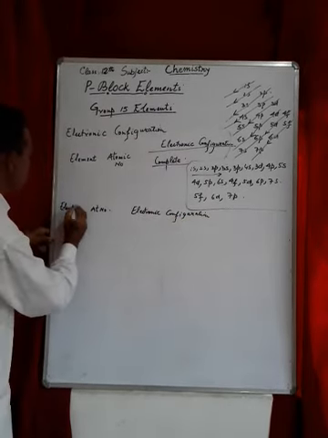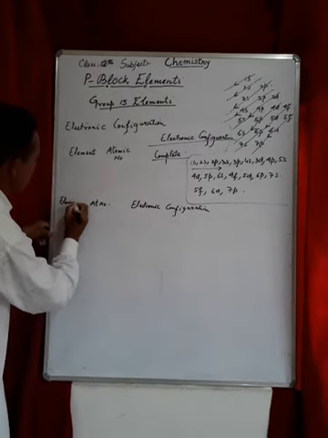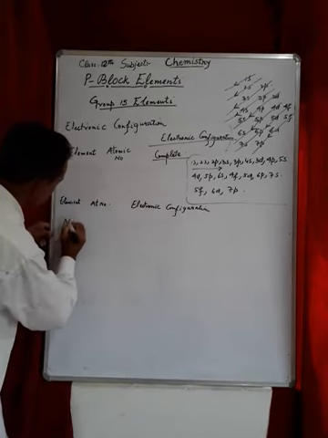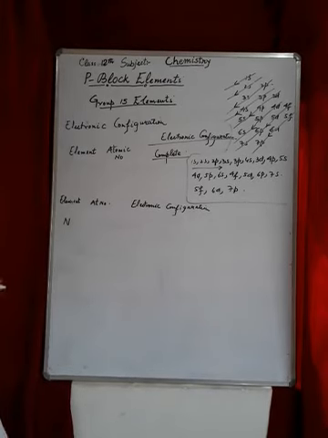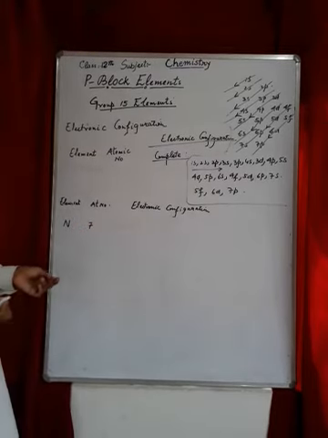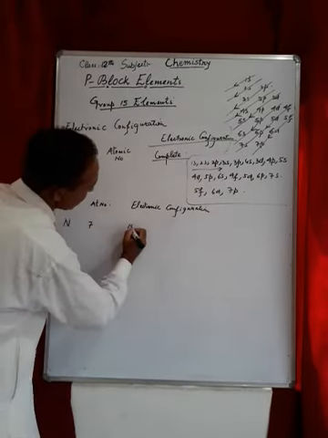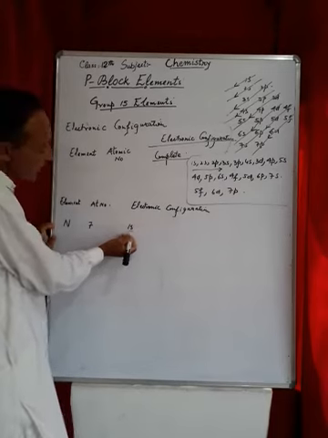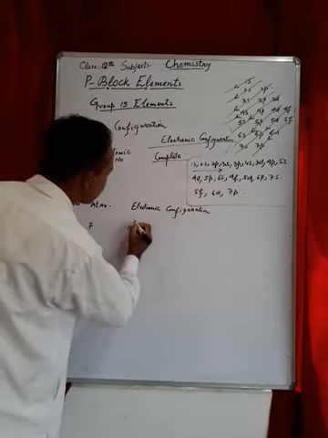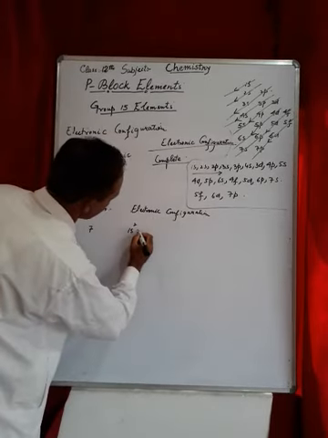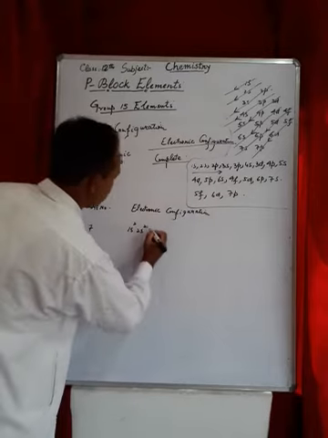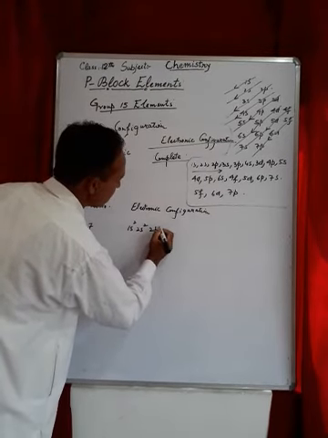First is nitrogen. The atomic number of nitrogen is 7, so its electronic configuration is 1s. The s subshell has one orbital, that is the s orbital. It holds two electrons: 1s2, 2s2, 2p3.